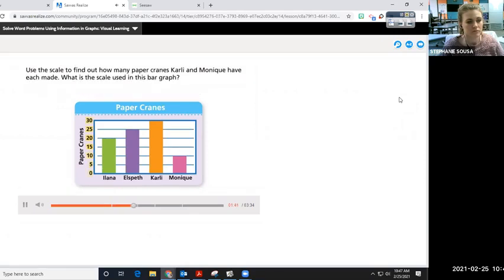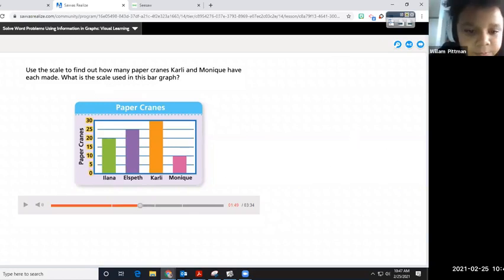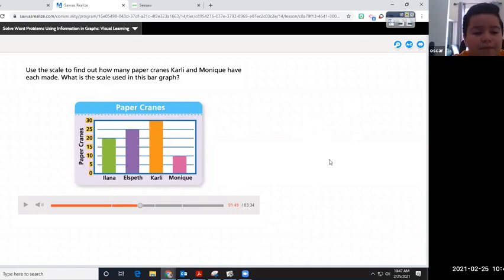Use the scale to find out how many paper cranes Carly and Monique have each made. What is the scale used in this bar graph? William, what's the scale used in this bar graph? Fives. We're using fives. Oscar, how did William know that we're using fives? Because it says right there. What does it say? 5, 10, 15, 20, 25, 30.